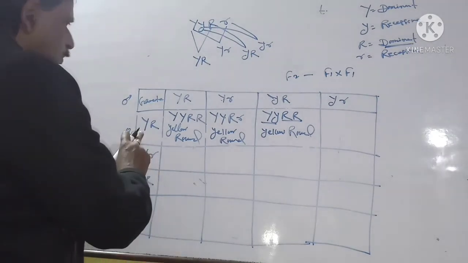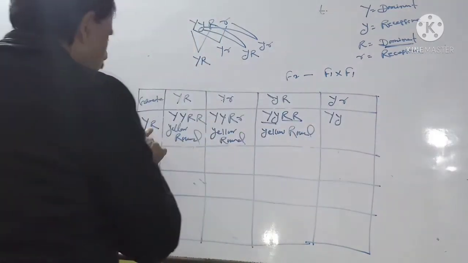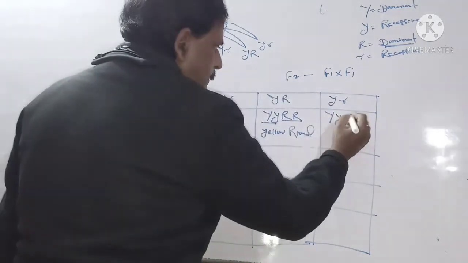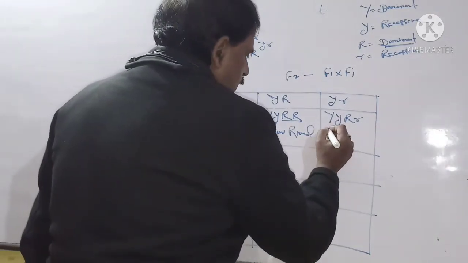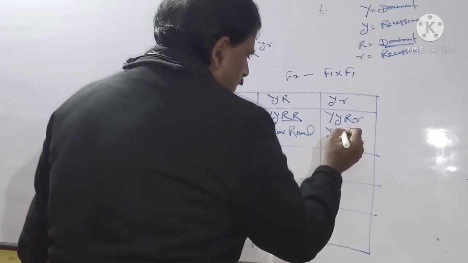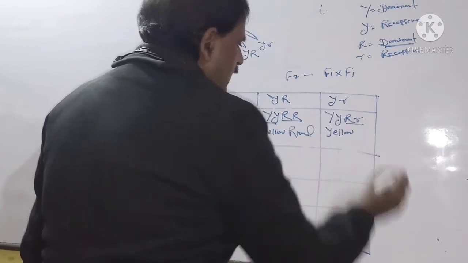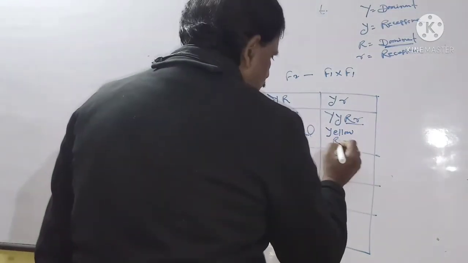The next is capital Y, small y, capital R, small r. Capital Y is dominant and capital Y indicates yellow, and capital R, small r is dominant and R is denoted round.